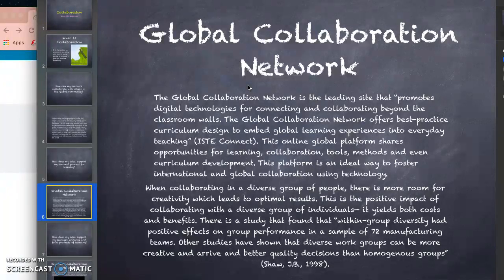When collaborating in a diverse group of people, there is more room for creativity, which does lead to optimal results. This is the positive impact of collaborating with a diverse group of individuals.